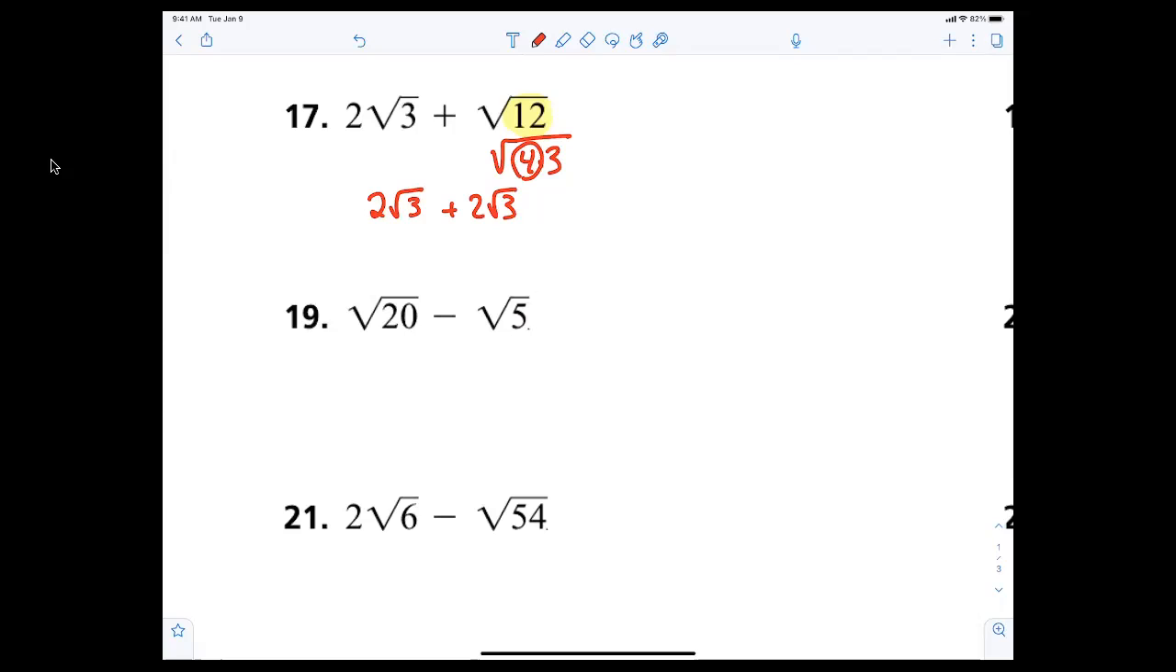So you have to break them down like we did yesterday. This is good practice. All right, Sienna, so what did we have for 17 now? 4 radical 3. 4 radical 3.